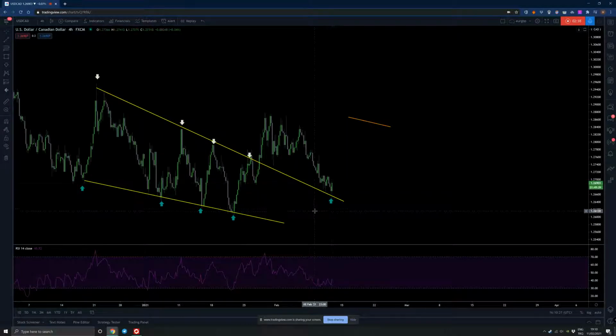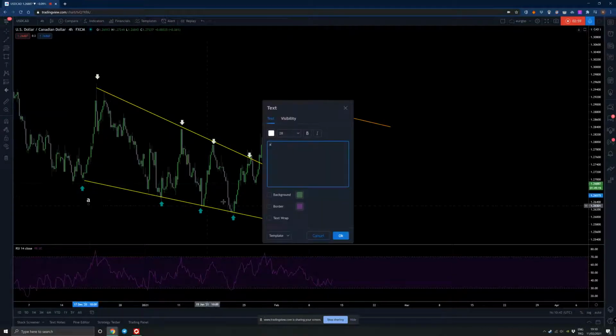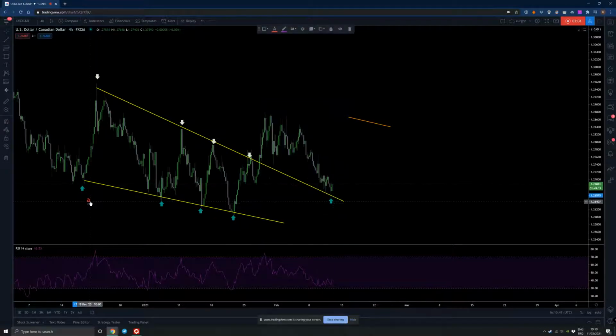But what I would rather do is look at it from a different perspective. Rather than labeling like this, I will do something a little bit different. What I am looking for here is this. If we have a wave A here and we have the wave B here, it means that we are looking for a triangle. It means that we should have a C wave.